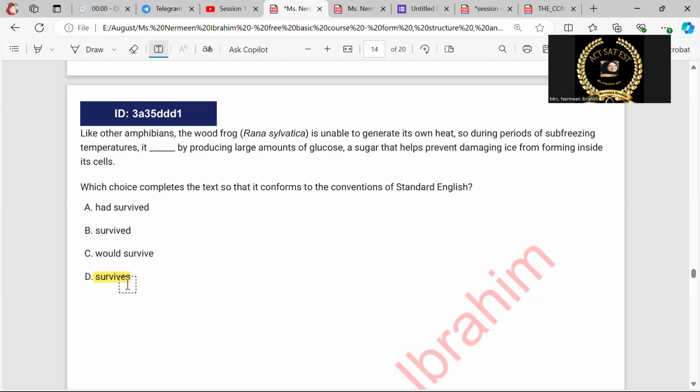Is it clear? Which answer did you go for, dear? I made it C, but now I know that I have to look here. It has to be consistent with the main verbs in the context. So that's why we need to use the present tense.